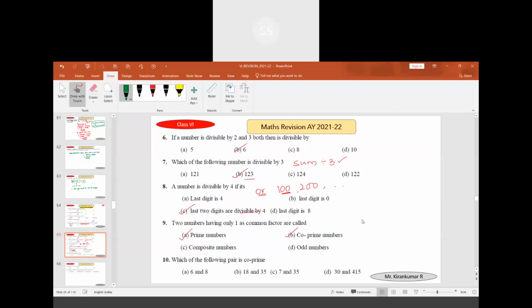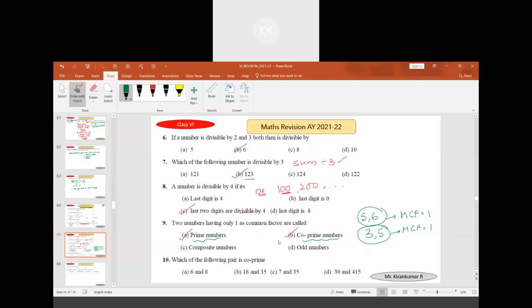Consider any two consecutive positive numbers, say 5 and 6. They are co-prime, because their highest common factor is 1. If you consider two prime numbers, 5 and 7, HCF is still 1. So prime numbers can be co-prime numbers also.